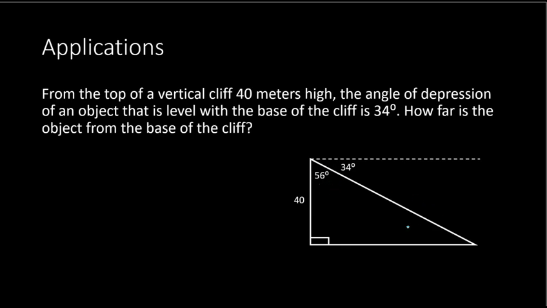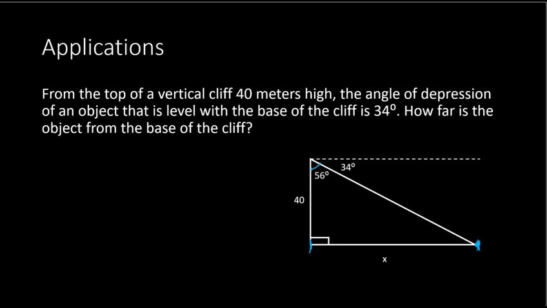So we're going to take a look here, and what we're trying to find is how far the object is from the base of the cliff. So if your object is down here, the distance is going to be this side length down here at the bottom. So the length from here to here is what we're trying to find.